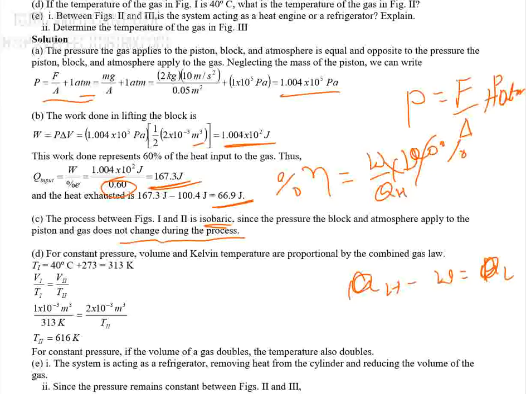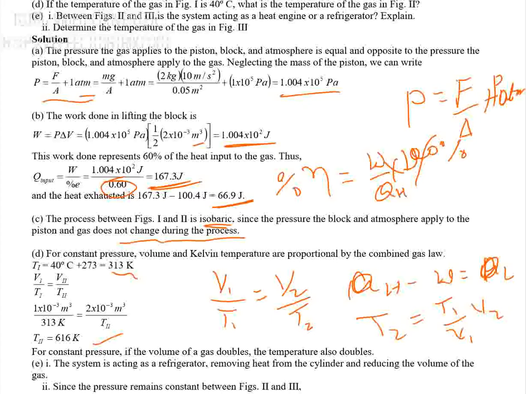In D, we are asked to determine the temperature of the gas in figure 1 if the temperature is 40 degrees Celsius. To do this, we can use the known temperature. We can change this temperature to Kelvin. Then V1 over T1 is equal to V2 over T2. And by making crisscross, T2 is equal to T1 over V1 times V2. Therefore, we can substitute these values. After we substitute, you can get 660 Kelvin of temperature.